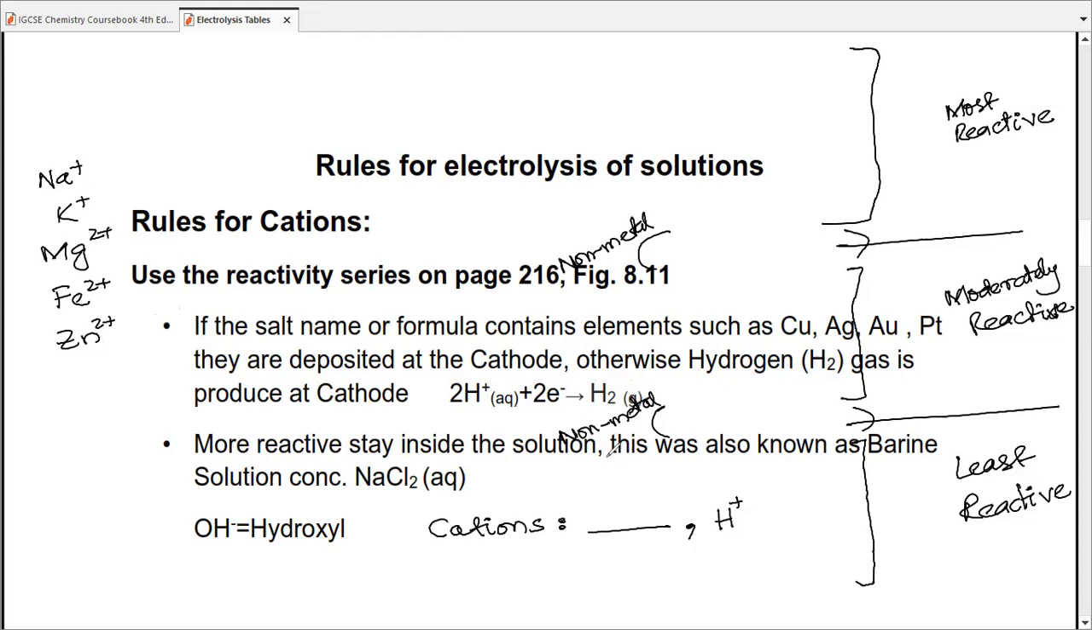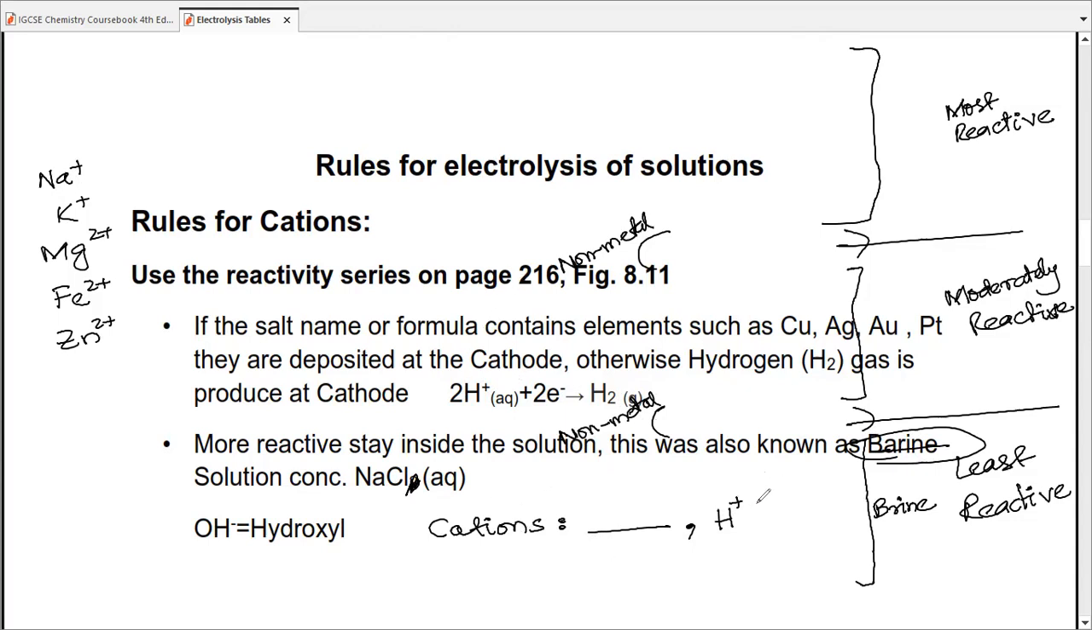In this case, we started off with the example of brine solution. The student has spelled it incorrectly. It's actually B-R-I-N-E, brine. And this is not NaCl2 aqueous, it's actually concentrated NaCl. So in this case, it would be sodium ions staying inside the system, unable to get to the cathode, and hydrogen ions would be able to get to the cathode, would win, metaphorically speaking, and will get discharged as hydrogen gas. So that's pretty much the rules for cations.